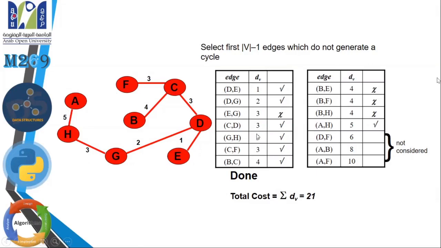It looks like a subgraph of the graph. You selected the lowest. You selected the lowest. That is the idea of the minimum spanning tree. Any questions? So it is done.